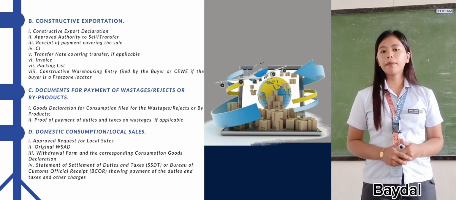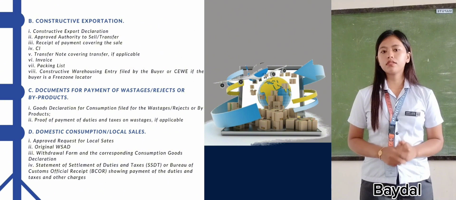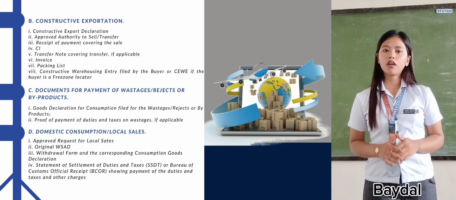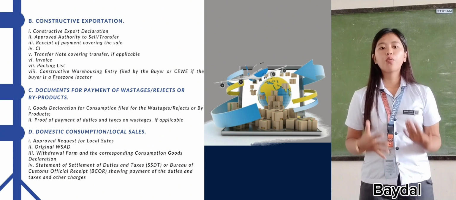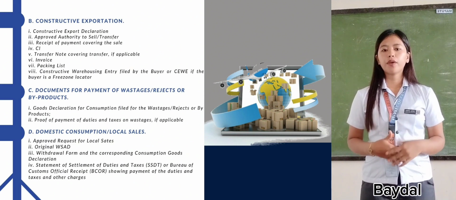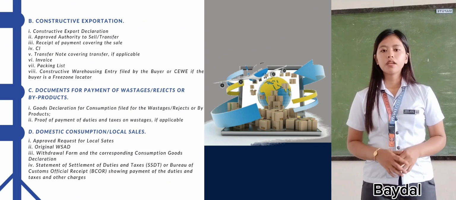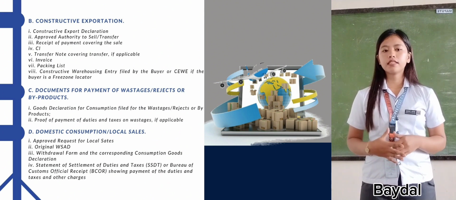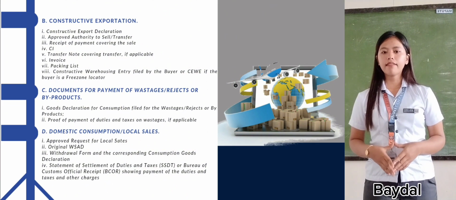Third is the documents for payment of wastages, rejects, or byproducts. The required documents include the goods declaration for consumption, and secondly, the proof of payment of duties and taxes on wastages. While for domestic consumption or local sales, the required documents include the approved request for local sales; second, the original WSAD; third, the withdrawal form and corresponding goods declaration; fourth is the Statement of Settlement of Duties and Taxes, or SSDT, or Bureau of Customs Official Receipt, or BCOR, showing payment of the duties and taxes.